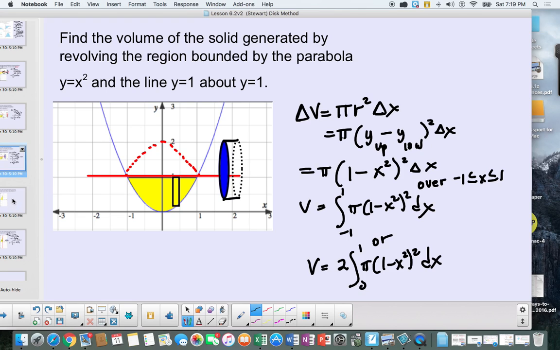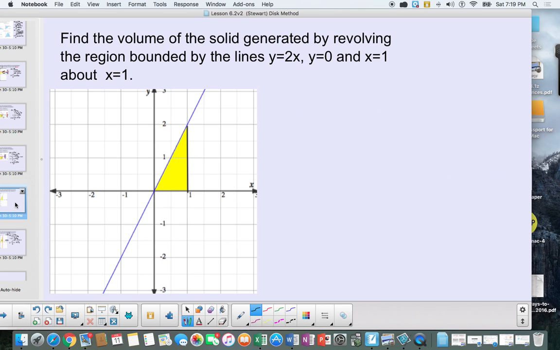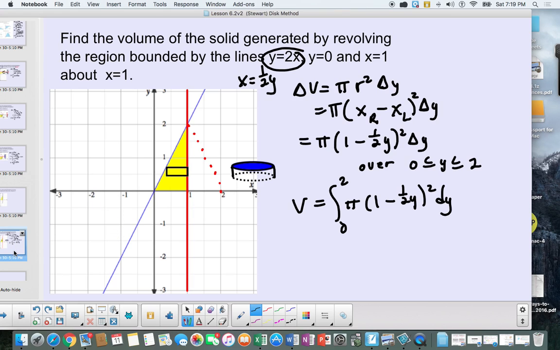Okay, I'd like you to try one on your own. Go ahead and revolve around x equal to 1, which is this right here. Stop the screencast and see what you can do. And here is the answer.